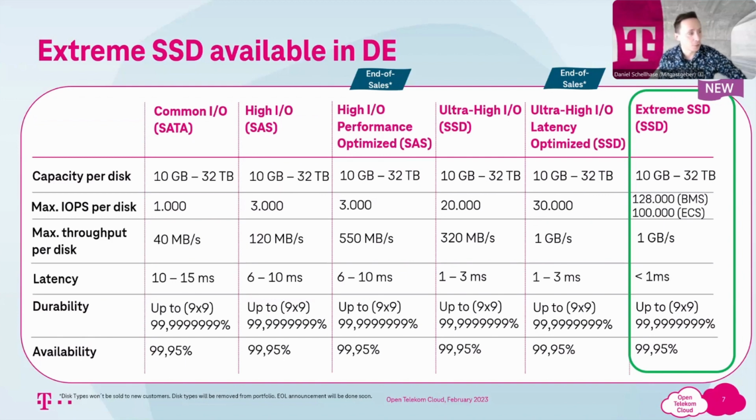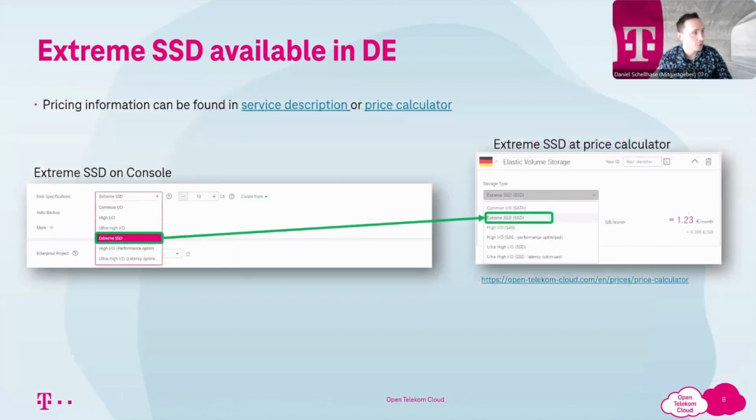You will receive in a short period of time a release note with more in-depth information about which ECS flavors are able to support 128,000. We're working on improving that situation to give you the full capacity, but that's currently the situation. We have a max throughput of 1 gigabit per second, latency below 1 millisecond, durability of nine nines, and availability of 99.95%.